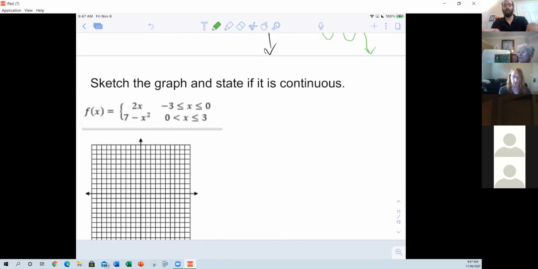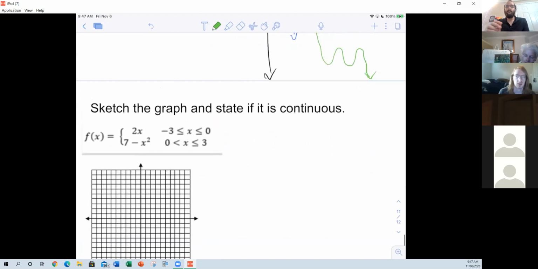Here, sketch the graph and state if it's continuous. So the first thing I like to do on these is to think about what this is going to look like. If we have y equals 2x, what kind of shape, or what kind of function does that look like? A line. Going up or going down? Going up.